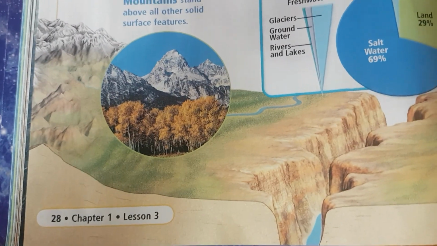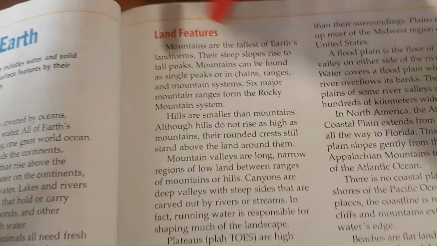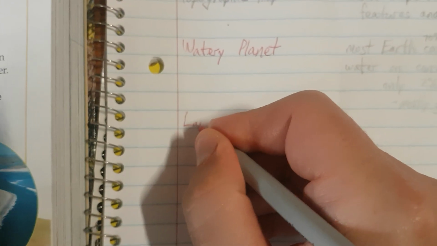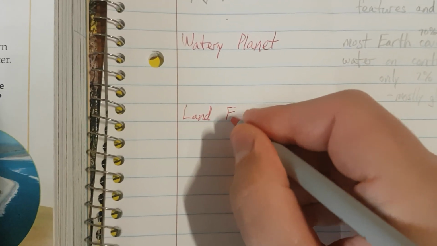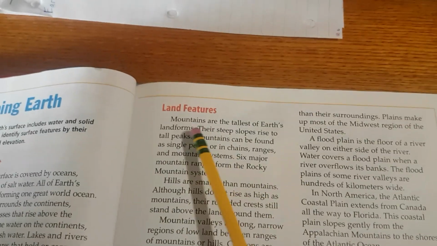Okay, land features. Oh wait, let's look at this picture first. Mountains stand above all other solid surface features. Yeah, okay, we know that. Land features, right there. Capital L-A-N-D. Features, capital F-E-A-T-U-R-E-S.